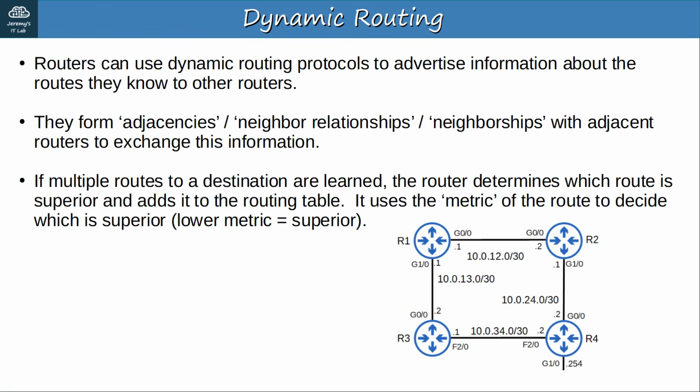If multiple routes to a destination are learned, the router determines which route is superior and adds it to the routing table. It uses the metric of the route to decide which is superior, and the lower metric is superior. Just like in spanning tree, the lower root cost is superior when determining the root port on a switch. I'll talk more about metric later.